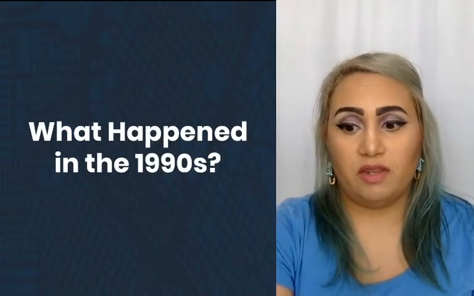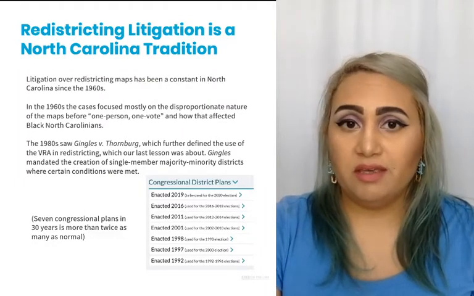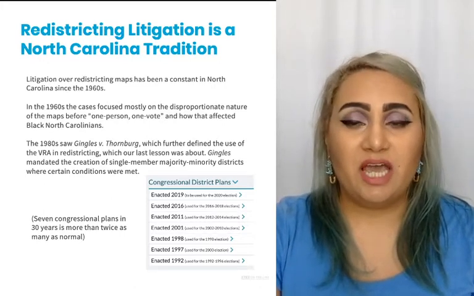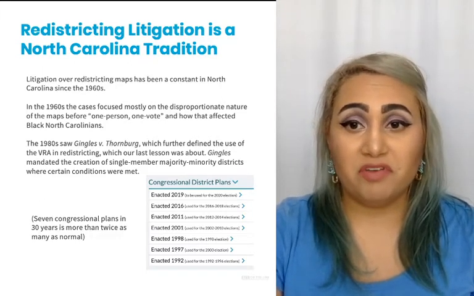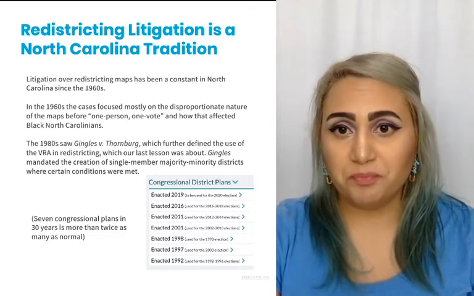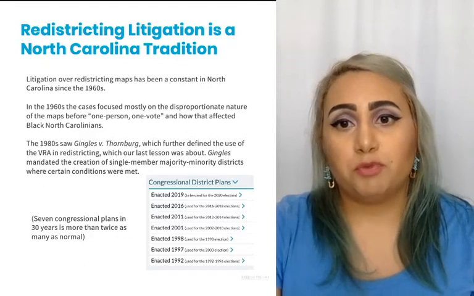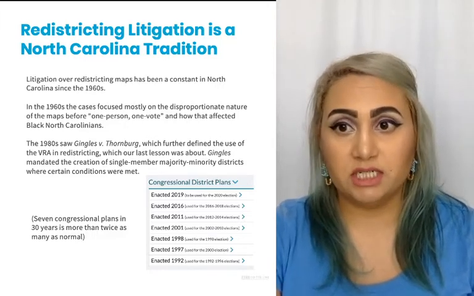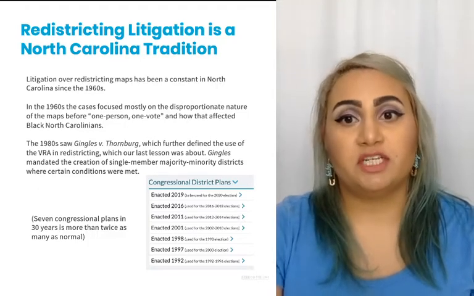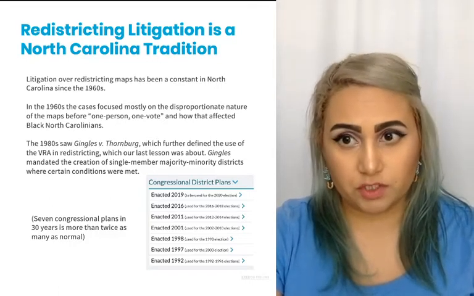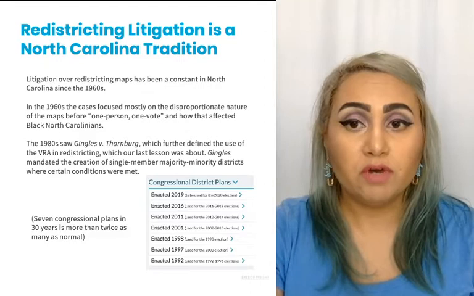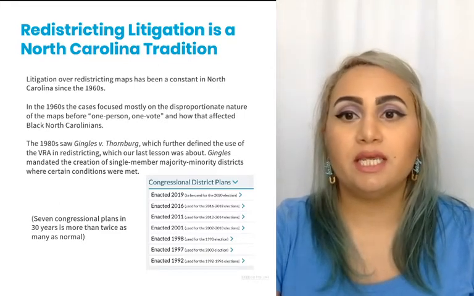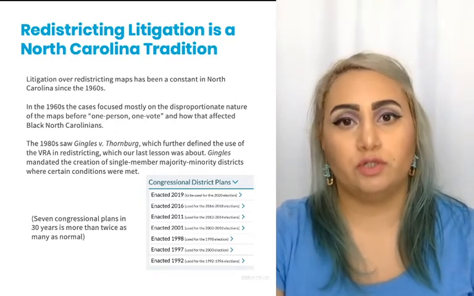All right. So what was going on in the 1990s? As you may know, redistricting litigation is really a North Carolina tradition. We've been doing it for a long time. We do it constantly, and it's basically something that has happened every decade alongside the actual redrawing. In the 60s, the cases were mostly focused on the disproportionate nature of the maps before the one person, one vote principle was set as precedent, and how that disproportionality affected Black North Carolinians. In the 1980s, we saw Gingles versus Thornburg, which further defined the use of the Voting Rights Act in redistricting, and that was what our last lesson was about. Gingles, to sum up really briefly, mandated the creation of single-member majority-minority districts where certain conditions were met.